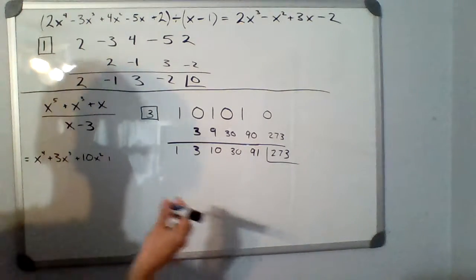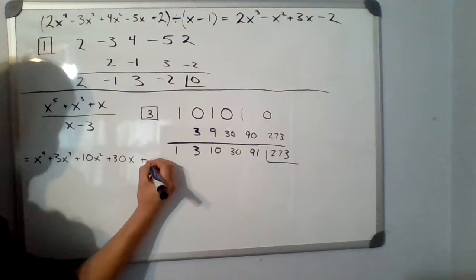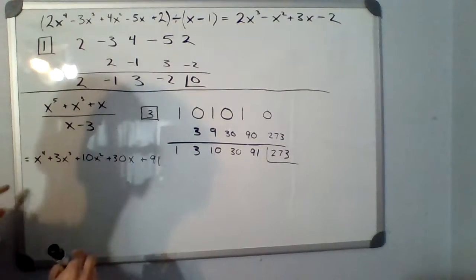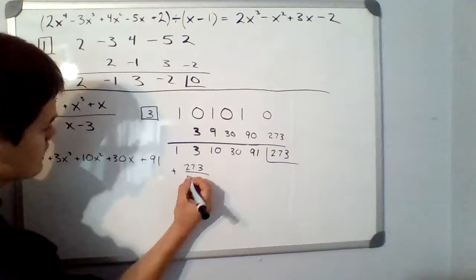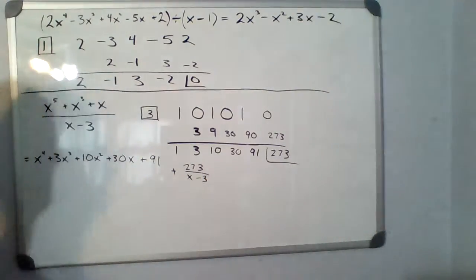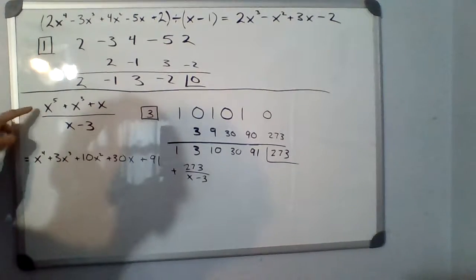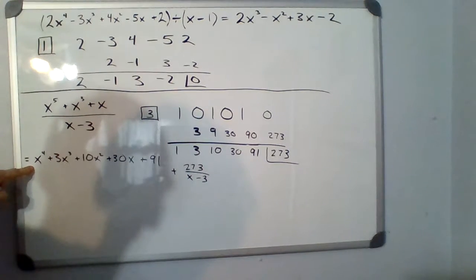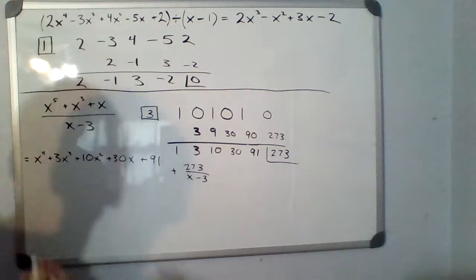So this is going to be the quotient here. So I can continue here, plus 30x plus 91, and I kind of ran out of room here, but this is going to be plus 273 divided by x minus 3. And if I wanted to verify that this is equivalent to this, then I could multiply both sides by x minus 3 and then combine it and check that way, which I guess I'll go ahead and do.